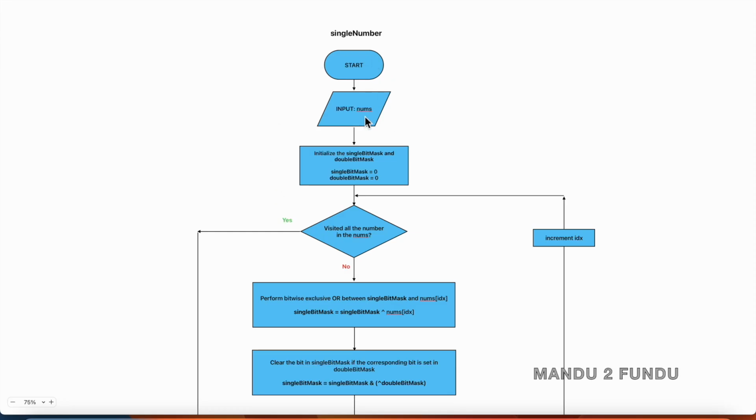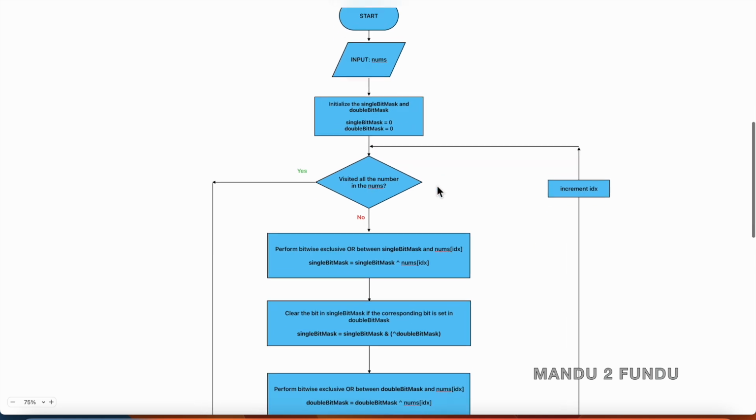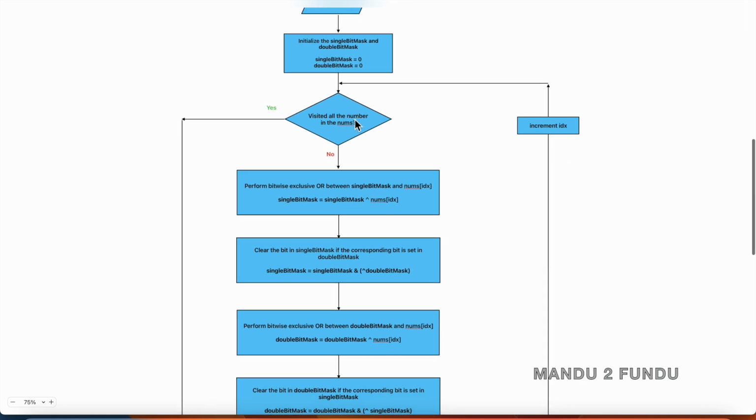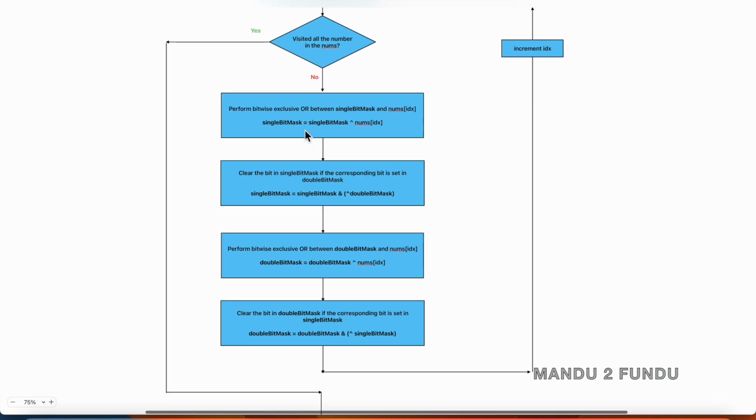Input for this procedure is a nums array. First we initialize the single bit mask and the double bit mask with value 0. Then we enter the for loop. We process each number in the input array. First we perform the exclusive OR operation between the single bit mask and the current number, and update the single bit mask value.